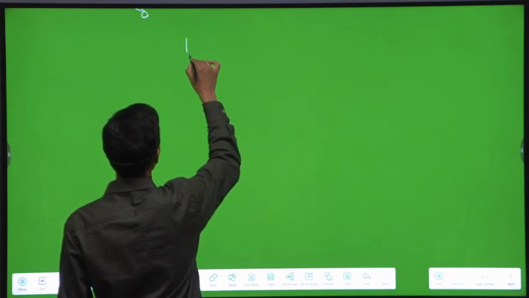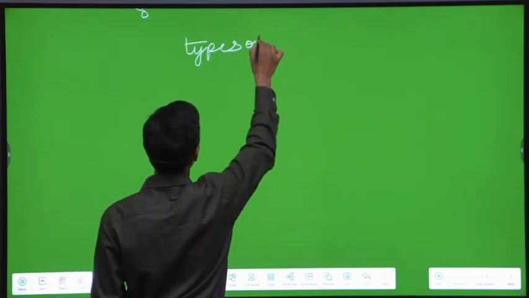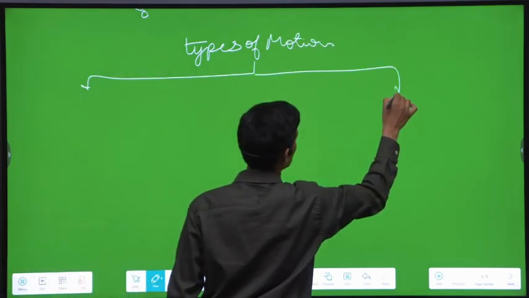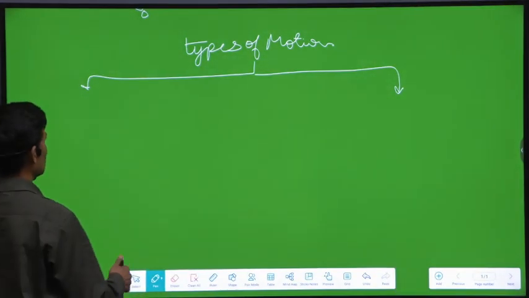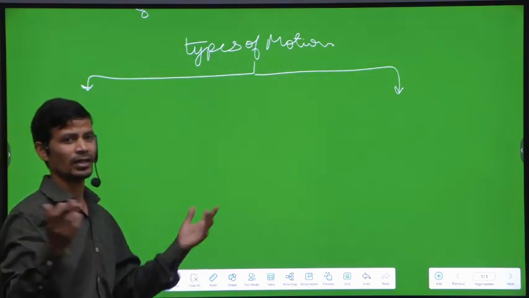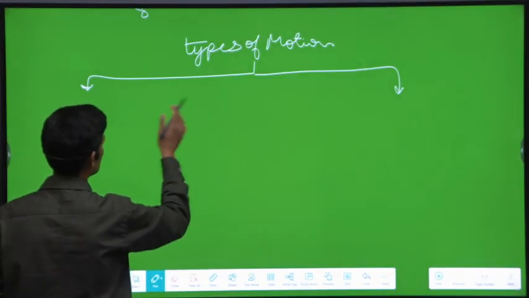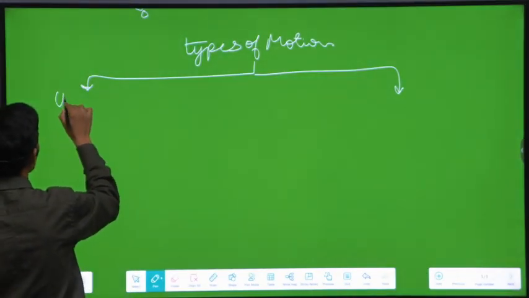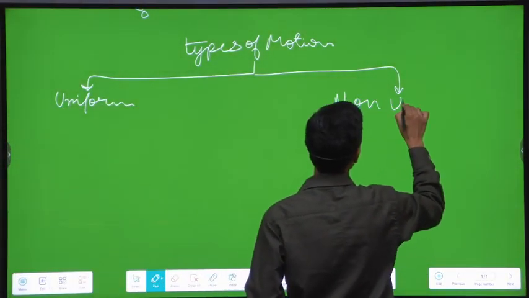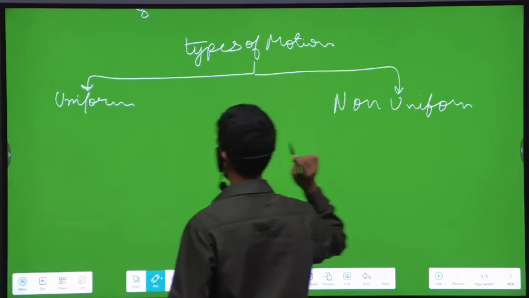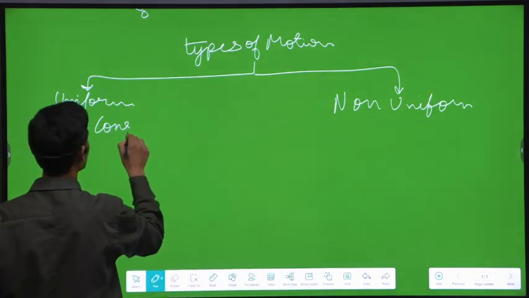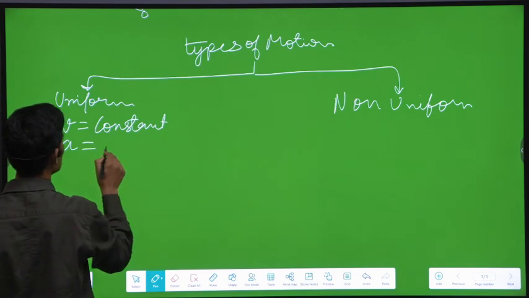If we write types of motion, actually for linear motion only, and especially in one dimensional, or maybe sometimes two dimensional, but we are not considering the vibrational or any other kind of random motion. We are just focusing here. So it can be uniform, it can be non-uniform. In uniform motion, velocity is constant, acceleration is 0.